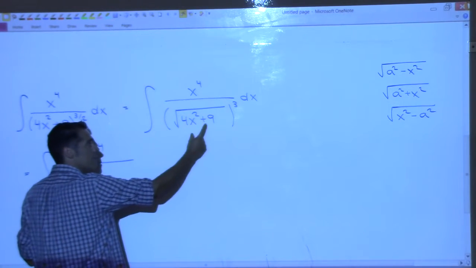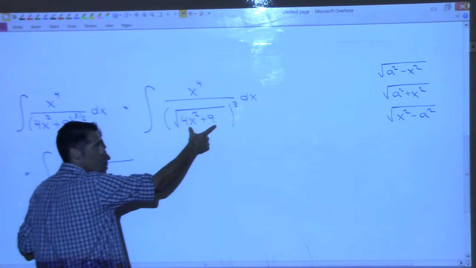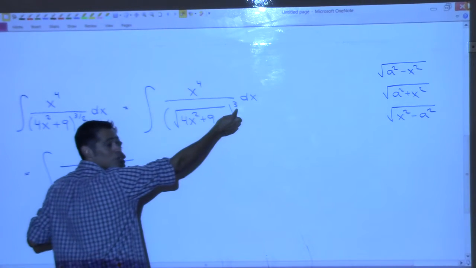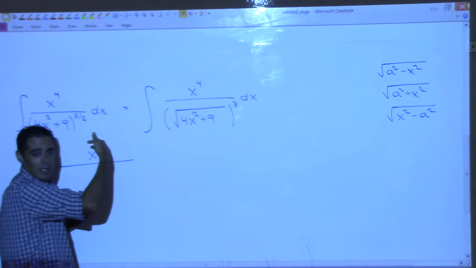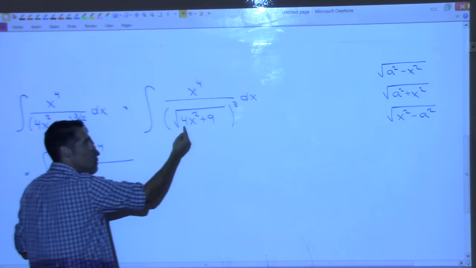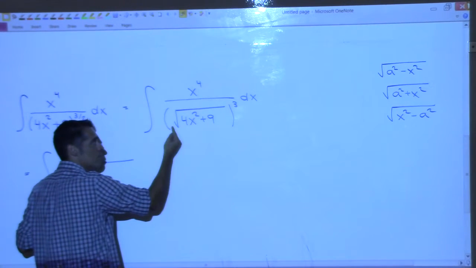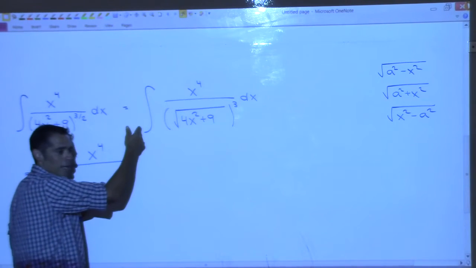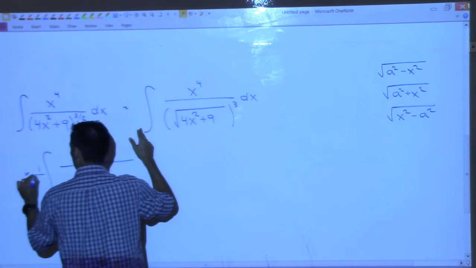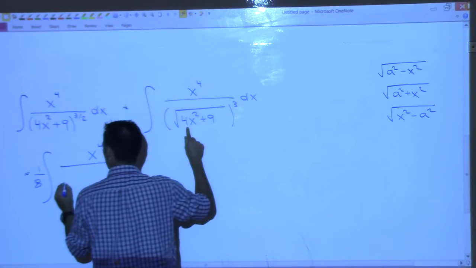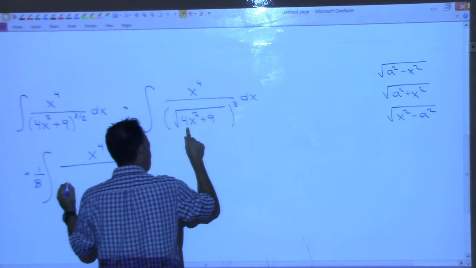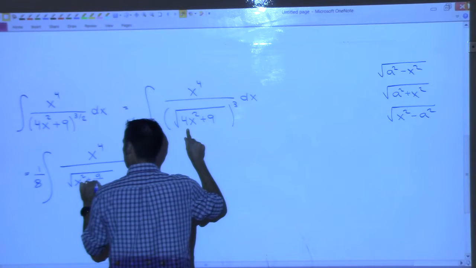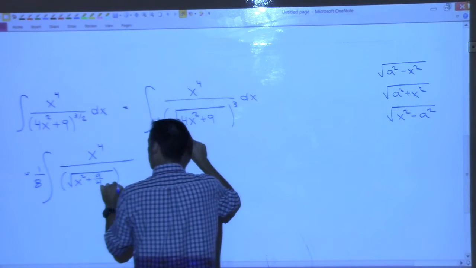If I factor 4 from here, I have to factor 4 from both, right? And then 4 is going to come out of the root as a 2. And then it's going to get cubed and become an 8, and it's going to come out of the integral completely as a 1/8. So we have the square root of x squared plus 9/4, cubed, dx.